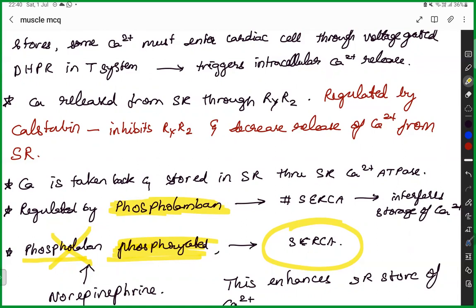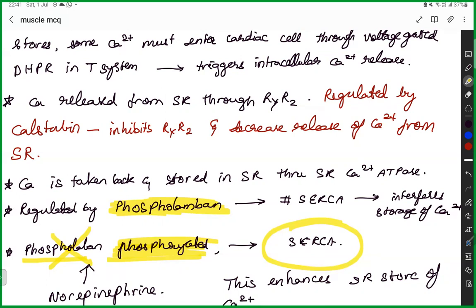In order to phosphorylate your phospholamban, you need norepinephrine. Norepinephrine is the one that phosphorylates your phospholamban, thus it releases SERCA. Once SERCA is released, that facilitates the relaxation of your cardiac muscle and promotes lusitrophy. So lusitrophy means relaxation. Now, who is promoting lusitrophy here? Norepinephrine is promoting lusitrophy. Phospholamban, what does it do? It is negative lusitrophy. So what are the negative lusitrophy factors? Phospholamban is a negative lusitrophy factor.